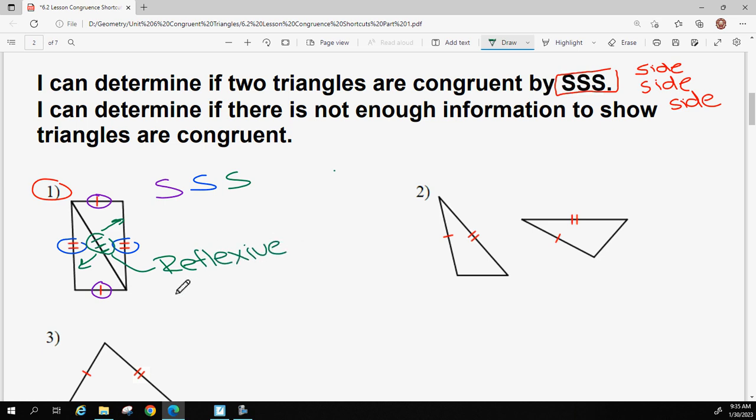Not reflective, reflexive. And so you can see that every side in this triangle has a side in this triangle it matches with. We can say these two triangles are congruent by side, side, side.